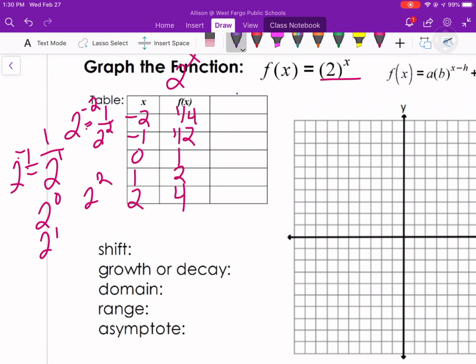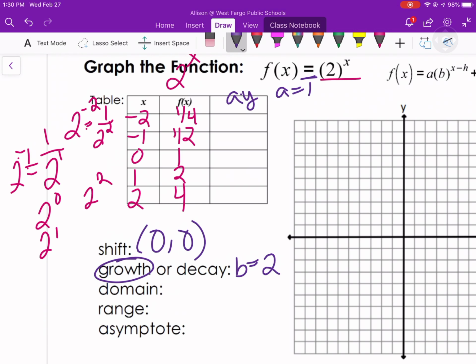This third column is reserved for my A-times-y. If I had an A value, in this case, A is equal to 1, so none of that changes. It's not been vertically stretched. It's rising at the standard rate, except our base is 2. So it is exponential growth, which means the base of 2 means that it's like doubling every time. So it is growth. We have a base B equal to 2, our growth factor of 2. We have an H, K of 0, 0. There is no shift. We'll get to domain and range in a second.